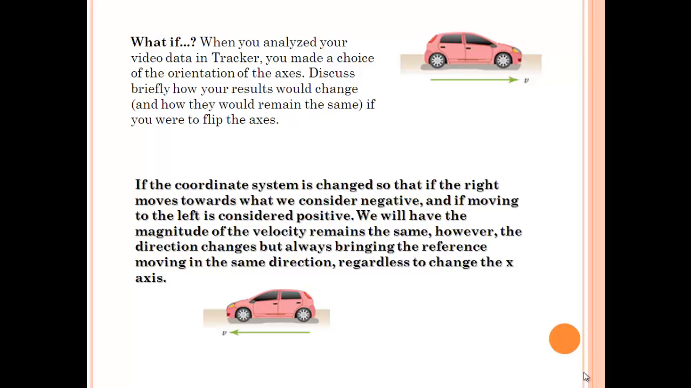For the what-if question: when you analyze your video data in Tracker, you make a choice of the orientation of the axis. If the coordinate system is changed, so that moving right is considered negative and moving to the left is considered positive, the magnitude of the velocity remains the same. However, the direction sign changes, but the object is always moving in the same direction, regardless of the change of the x-axis.